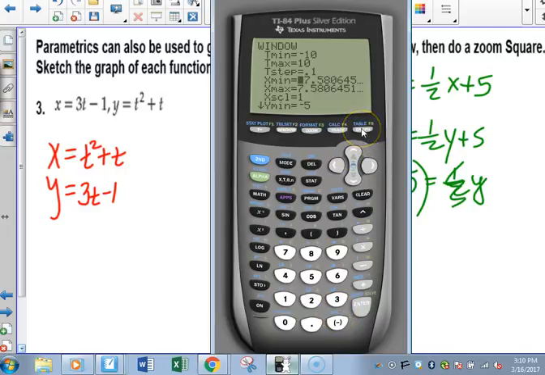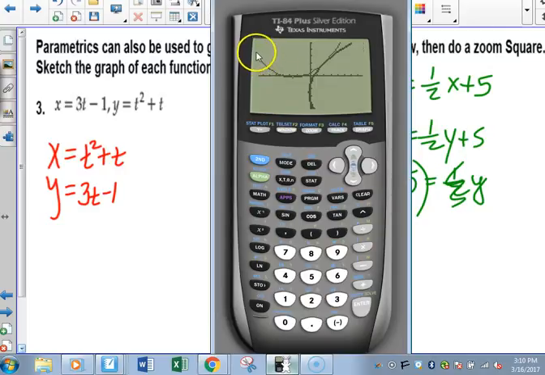I think I have a square window already, so I might leave it. Otherwise, you can try a zoom square, which is 5. If it's not big enough, ooh. So one is a parabola whose vertex is over here somewhere, and the other is a parabola whose vertex is the same spot but down on the y-axis instead of the x-axis.